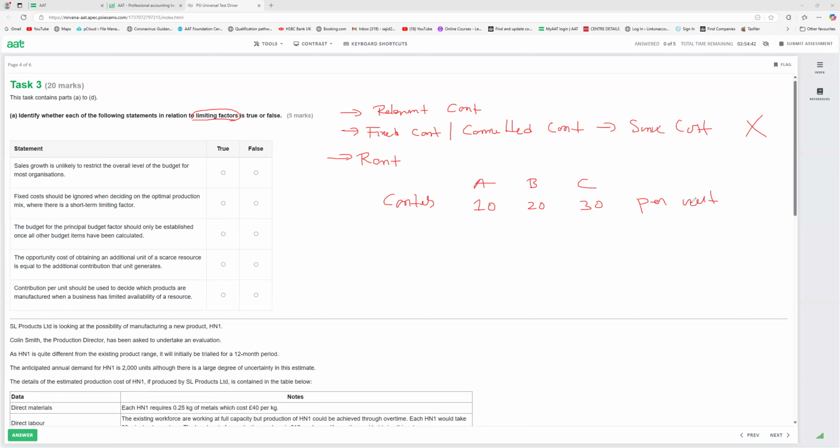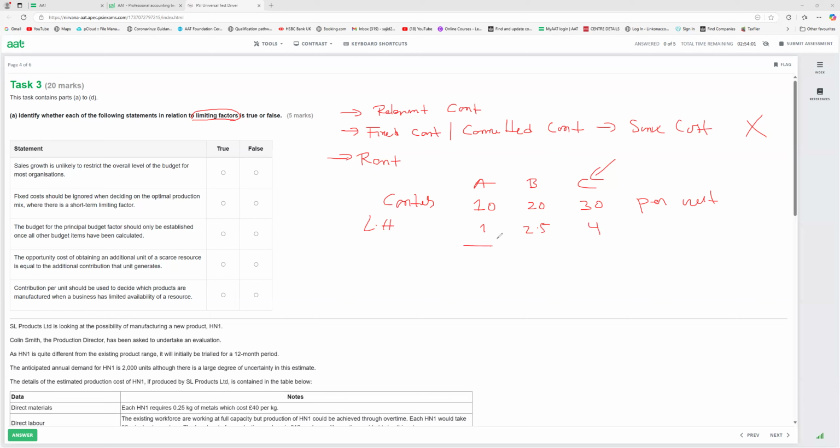So which unit are we going to make first, A, B, or C? It looks like C, because C gives us the higher profit. But because of the limiting factor, we do not consider that. We consider the contribution per limiting factor. To find this out, we have to know the labor hours or machine hours required to make one unit. Let's say labor hours: we need 1 hour to make one A, 2.5 hours to make B, and 4 hours to make C.